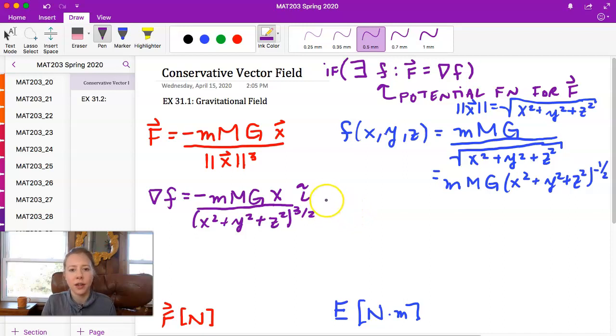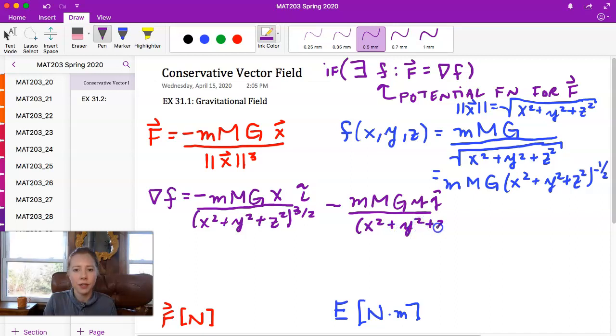And it's going to be analogous for our y and z's. So minus mMG y j hat over x squared plus y squared plus z squared to the 3/2.